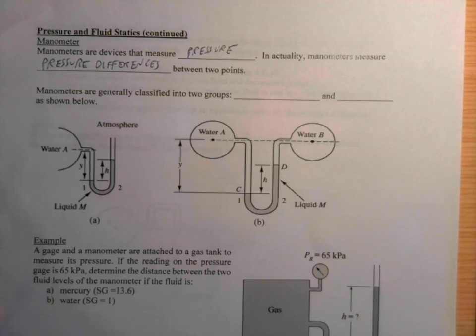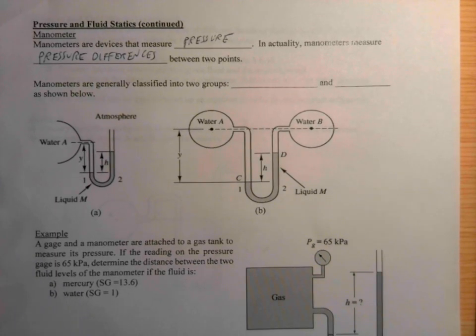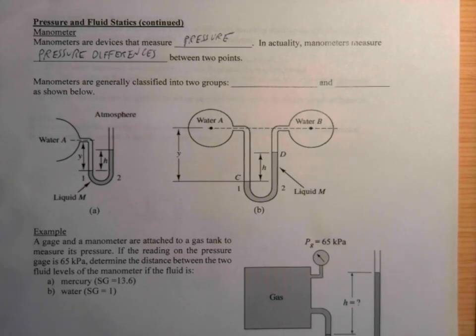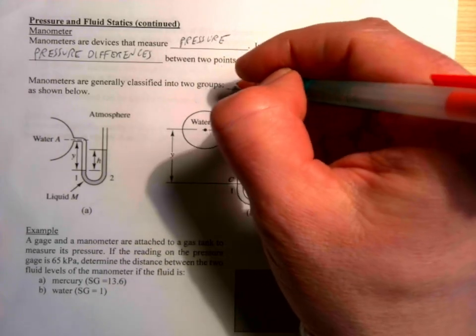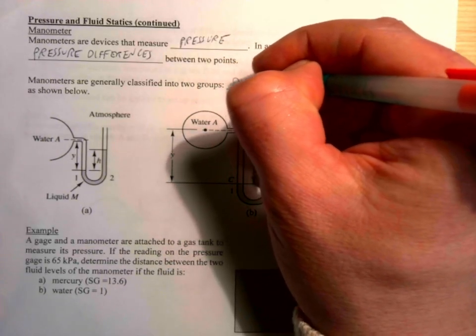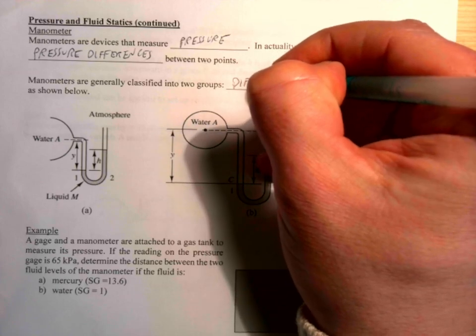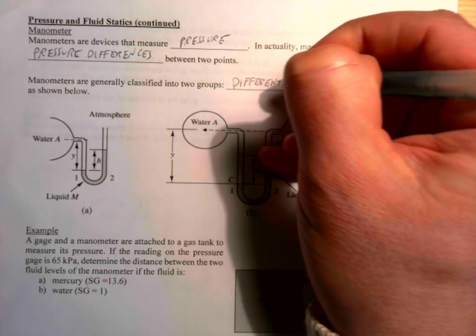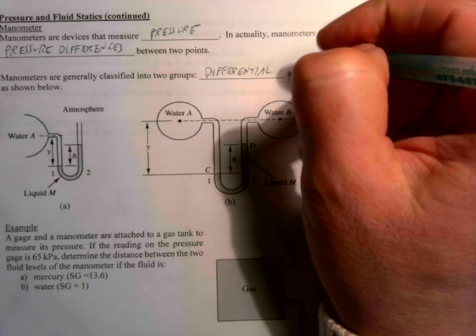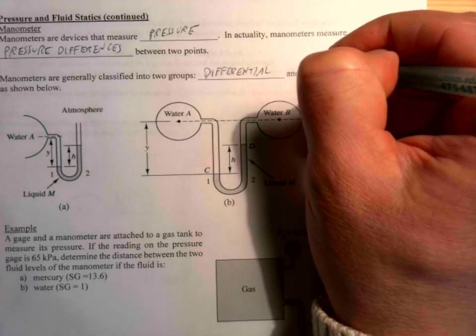Generally, there are two kinds of manometers. You could argue that there's only one kind, but there are two general classifications, and those are differential, meaning they measure differences in pressure at two different points in a system, and open, meaning that they measure the gauge pressure.